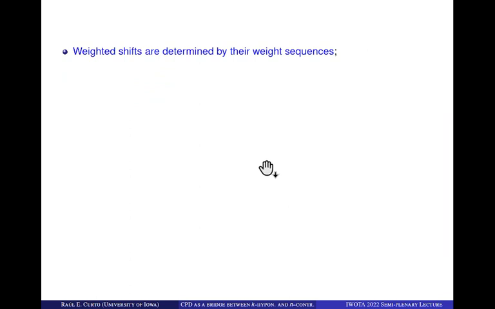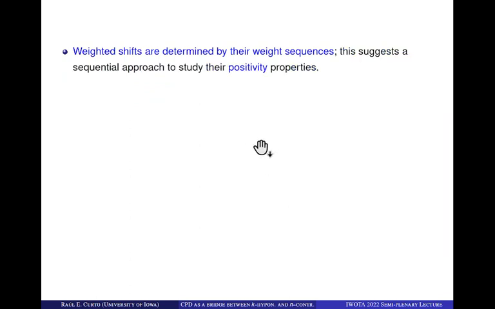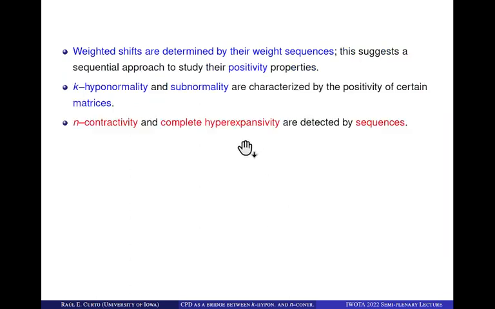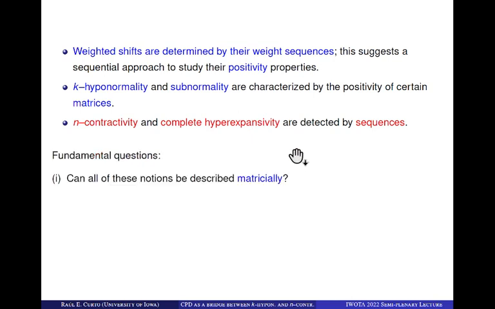Weighted shifts are determined by the weight sequences. This suggests a sequential approach to study their positivity properties. k-hyponormality and subnormality are characterized by the positivity of certain matrices, while n-contractivity and complete hyperexpansivity are detected by sequences. So we have a mix of sequences and matrices, both in the definitions of k-hyponormality, subnormality, n-contractivity, and complete hyperexpansivity.